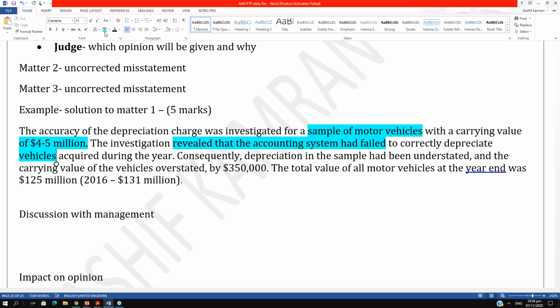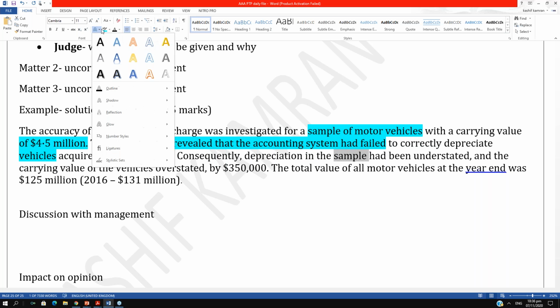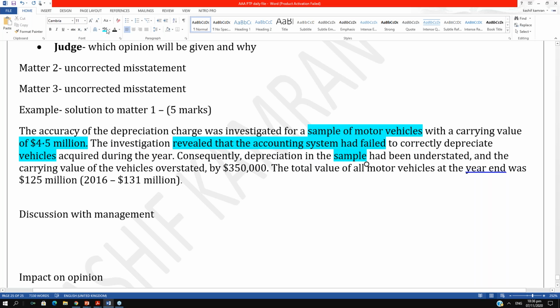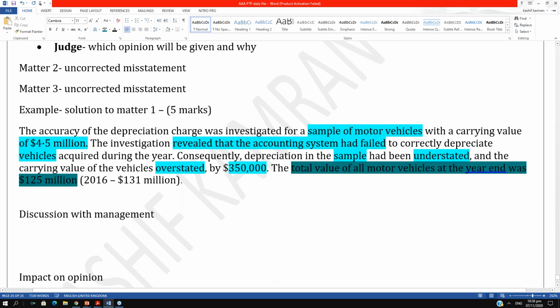Consequently, depreciation in the sample had been understated and the carrying value of the vehicles overstated by 350. So in your sample of 4.5 million, you found an understatement and an overstatement of $350,000. The depreciation expense was understated and the vehicles were overstated. What is the total value of the motor vehicles? 125 million.